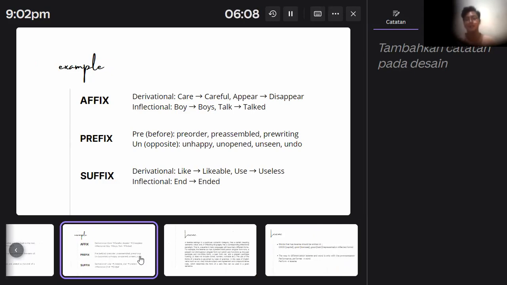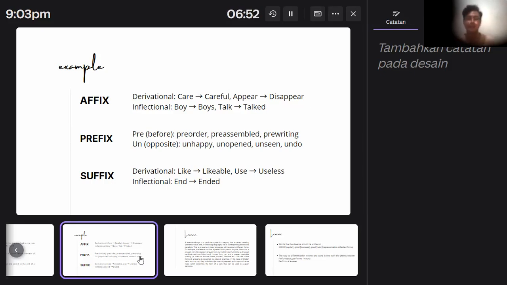Affix is divided into two. The first is derivational. As an example, care to careful, or appear to disappear. And the other is inflectional. Inflectional, as an example, is boy becoming boys, or talk becoming talked. The next is prefix. Prefix has two kinds too. It's about pre for before and un for the opposite. Pre, such as pre-order, pre-assemble, pre-writing, and un for the opposite, such as unhappy, unupon, unseen, undo, etc.